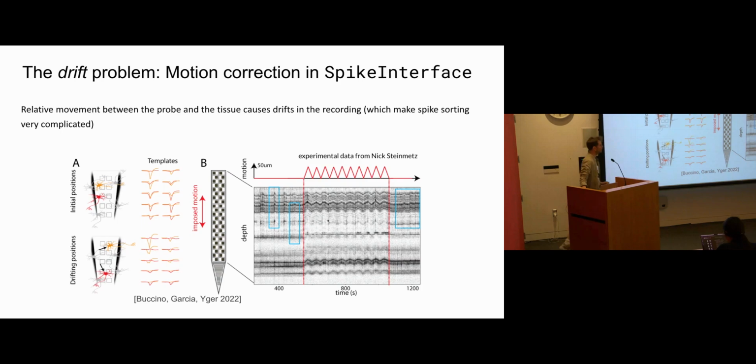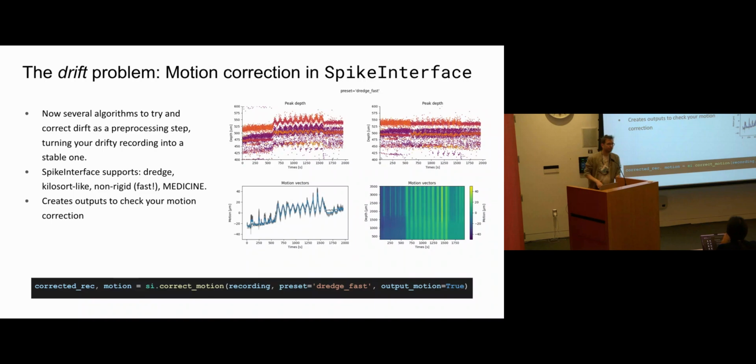Motion correction is an issue for acute recordings. So this is lots of spike locations, and this probe has been deliberately wiggled. And you can see that the spike locations change. This is a problem for spike sorters because the template of the spike that you get is different here or if it's there. And this breaks a lot of the assumptions in the algorithms. So people have tried to solve this by applying motion correction as a pre-processing step. There are quite a lot of different algorithms: DREDge, Medicine, the algorithm from Kilosort stripped out, those kinds of things.